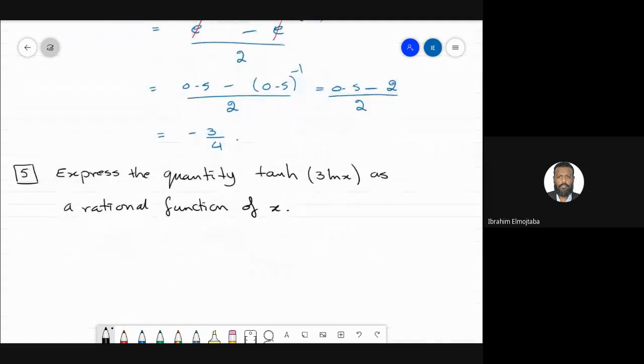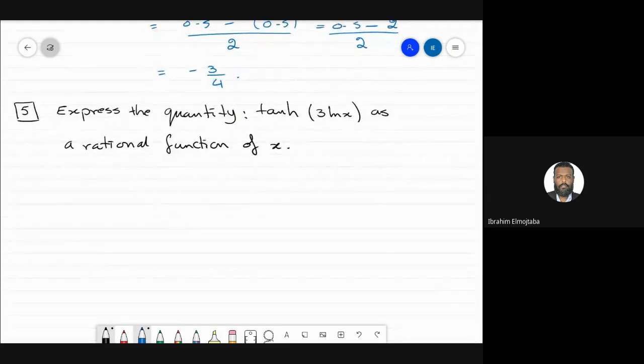Okay. This question يقول express the quantity اللي hyperbolic tan 3 ln x as a rational function of x. a rational function of x يعني نحوله إلى دالة كسرية بمعنى آخر كثيرة حدود في البسط وكثيرة حدود في المقام، اللي هي hyperbolic tan 3 ln x. الآن البداية راح تكون نفس البداية السابقة لأنه in this problem we have to go back to the definition. في hyperbolic tan of 3 ln x.